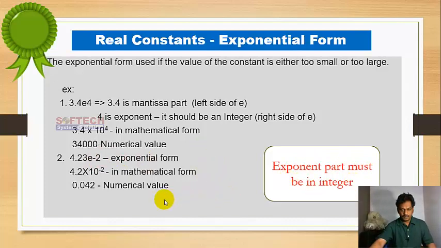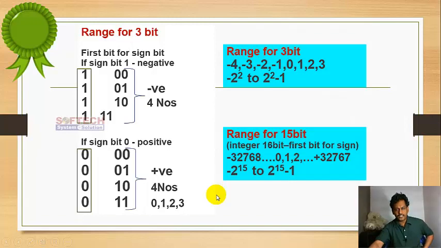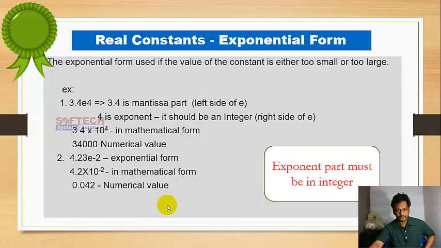Because, we analyze one example. That is 2.3 e4. Just we take one example, 2.3 e4. What is the value? 2.3 into 10 to the power of 4. That means we multiply 2.3 into 10000. The exponent is an integer.